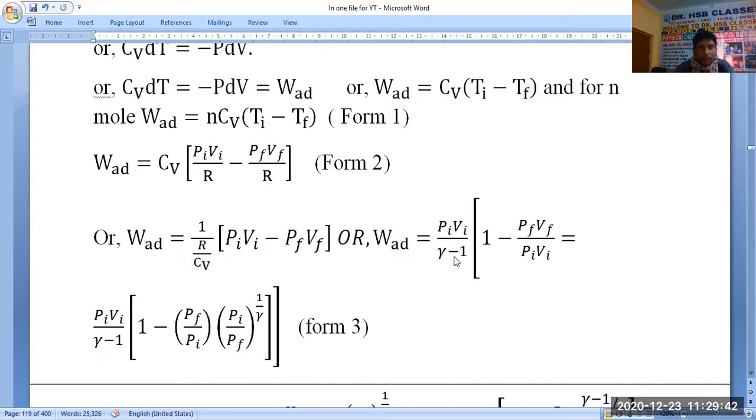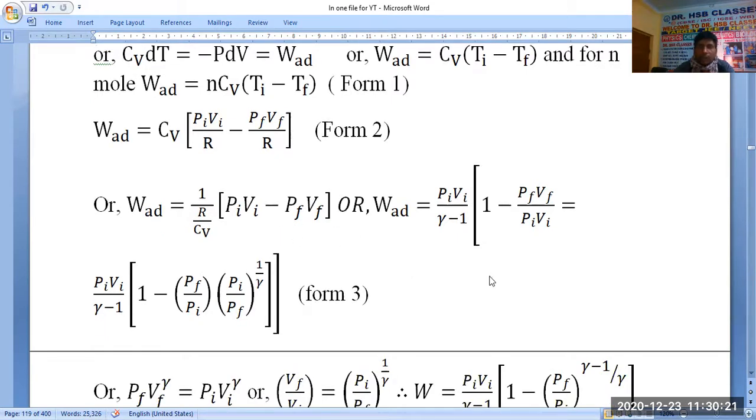Clear? So this is the equation, W adiabatic equal to, now if I take Pi Vi common, then 1 minus Pf Vf divided by Pi Vi, equal to Pi Vi divided by (gamma minus 1) into 1 minus Pf by Pi into (Pi by Pf) whole to the power 1 by gamma. This is the third form of equation for adiabatic work done. This is very important.